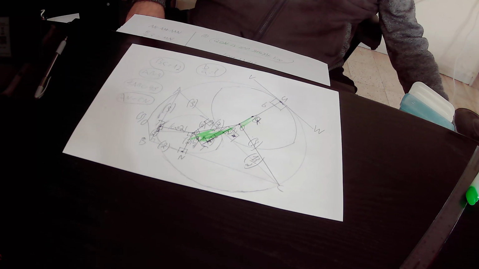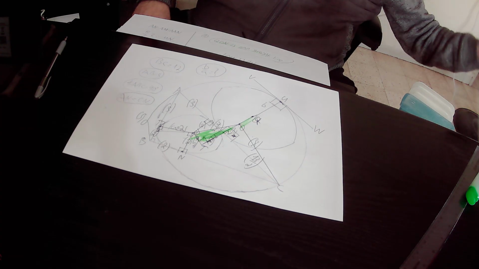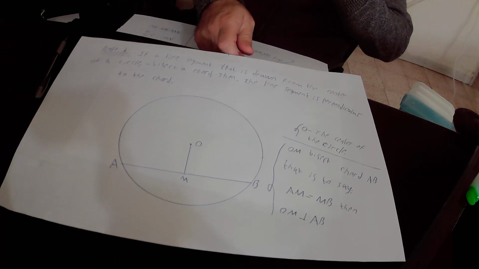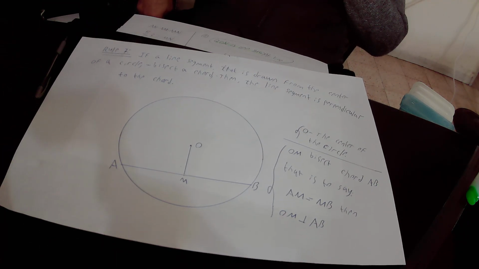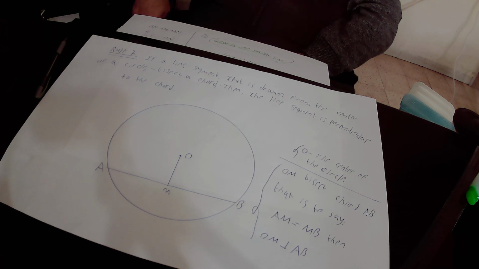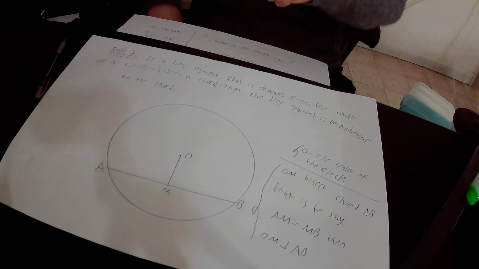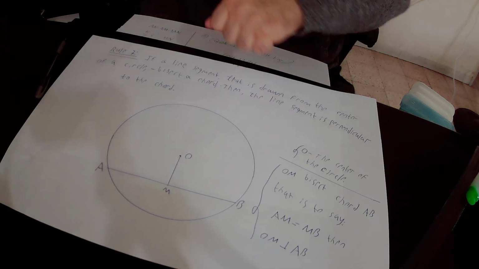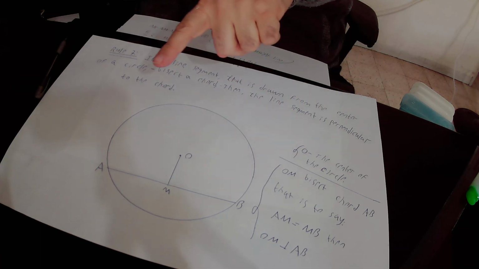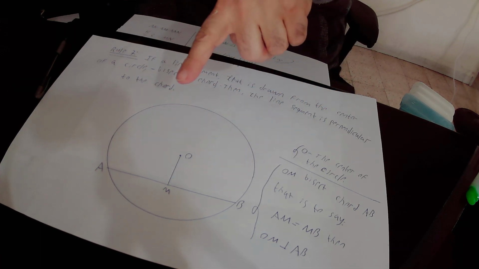According to rule number 7, if a line segment that is drawn from the center of a circle bisects the chord, then the line segment is perpendicular to the chord. The center of the circle is here at point O. From point O, we draw line segment OM on AB that bisects AB. That is to say, AM equals MB.